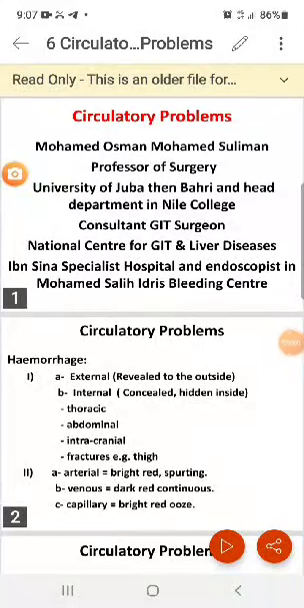Bismillah ar-Rahman ar-Rahim. This lecture is about circulatory problems. It is of two parts. The first part describes the circulatory problems, mainly hemorrhage, and the second part will describe shock, which is also a circulatory problem.